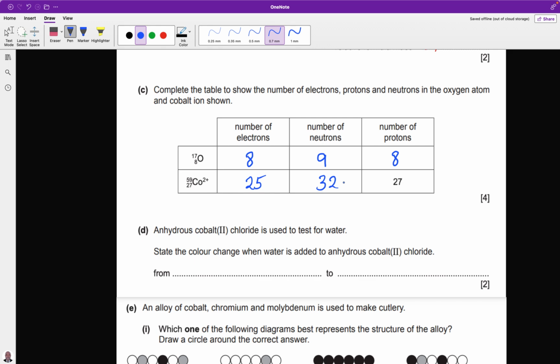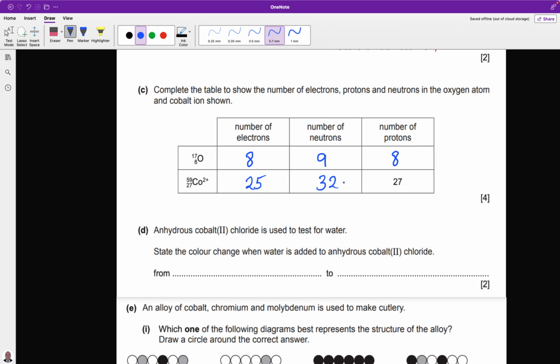The D part of it says a test for water. Anhydrous cobalt 2 chloride is used to test for water. Anhydrous, that is dry. State the color change when water is added to anhydrous cobalt 2 chloride.